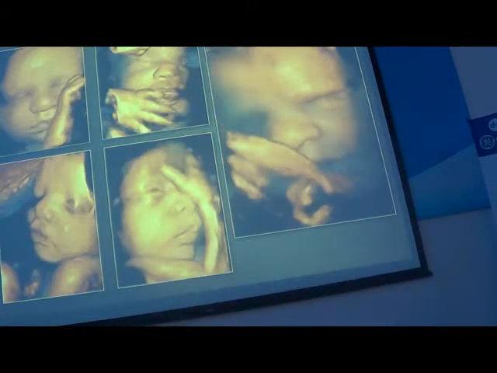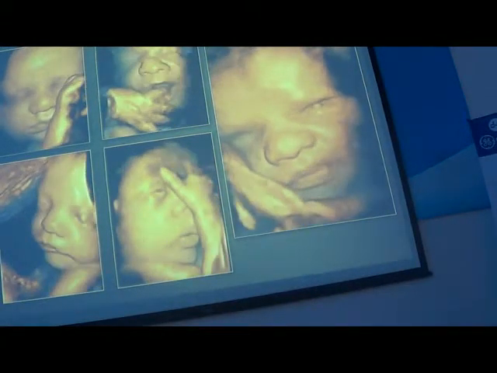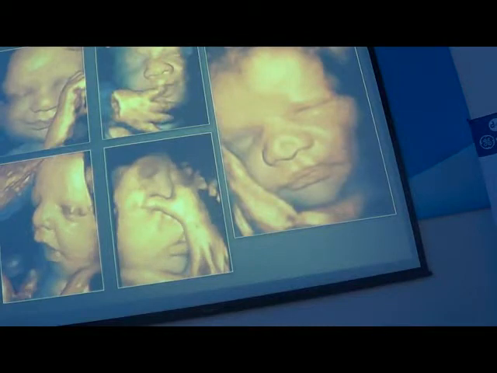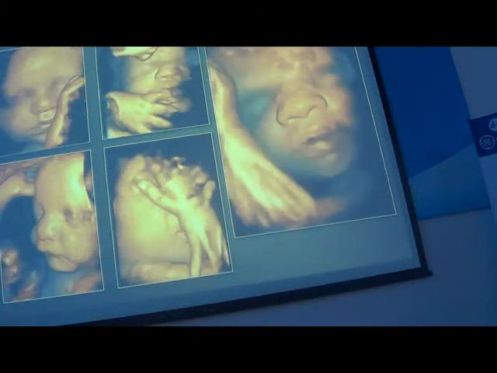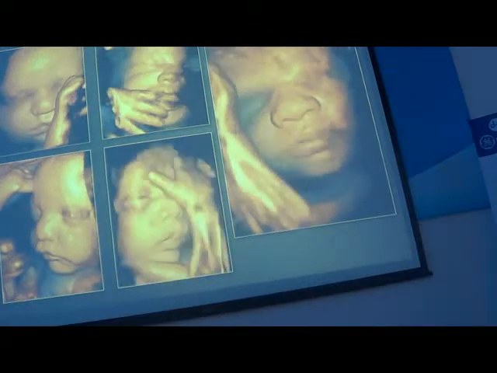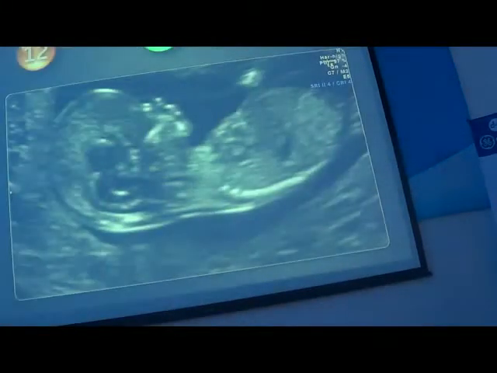And here some example of baby face made with 4D. Đây là hình ảnh mặt thai với công nghệ 4D, thời gian thực. So now we will see the different aspects of the fetus, what we can see on the different examination. Bây giờ ta sẽ nhìn xem mặt thai nhi thay đổi vào các thời điểm trong thai kỳ.